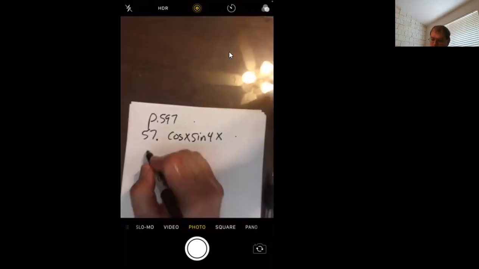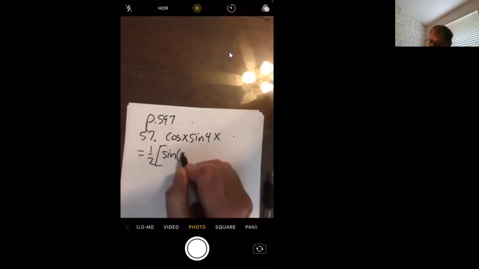I definitely don't have these memorized. We'll speed them up a little bit. You're going to cosine times sine. Okay, that's number 2 here. You're going to half the sine of the sum minus the sine of the difference. You're getting a big 1/2. Cosine times sine.